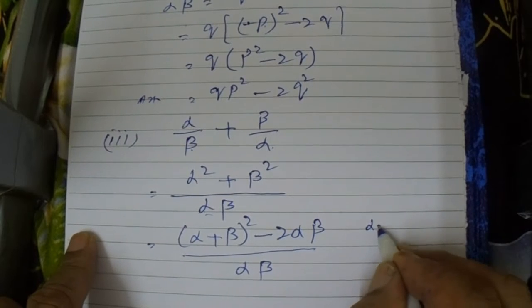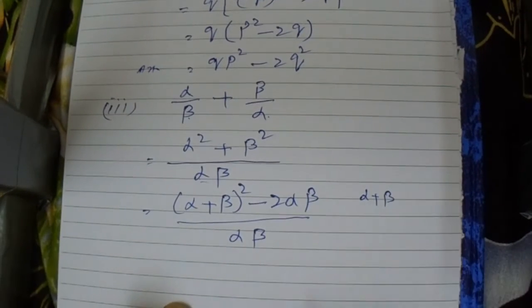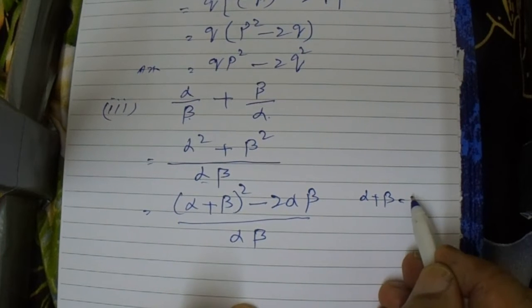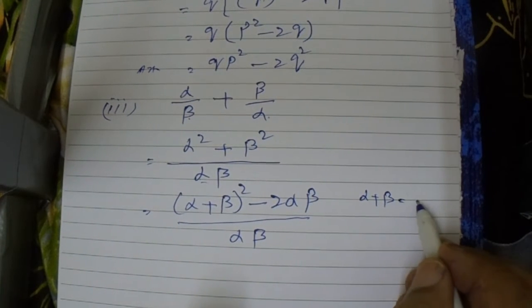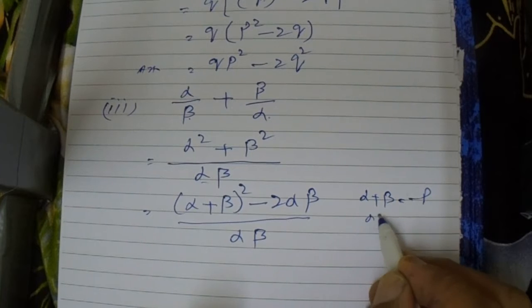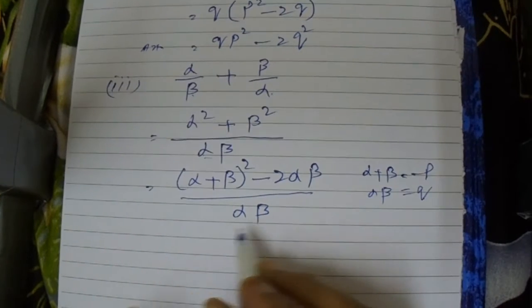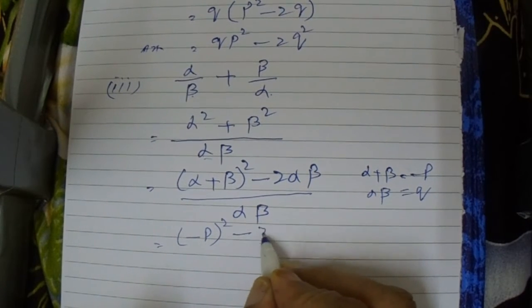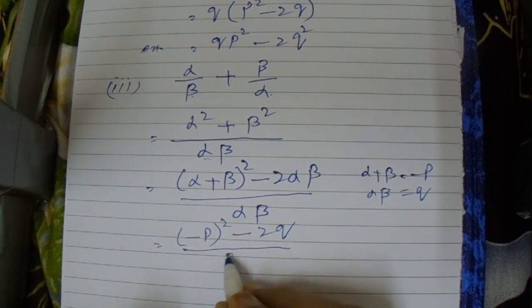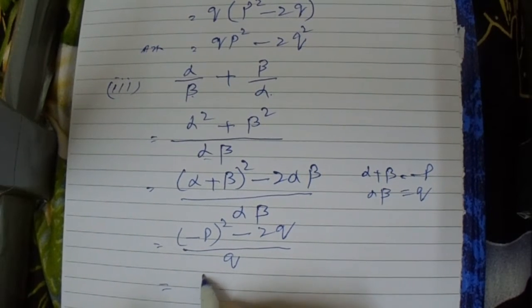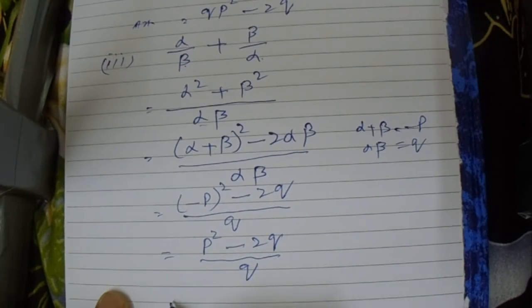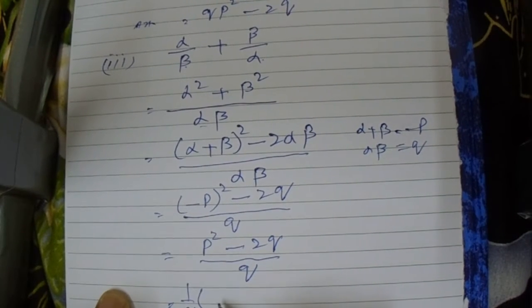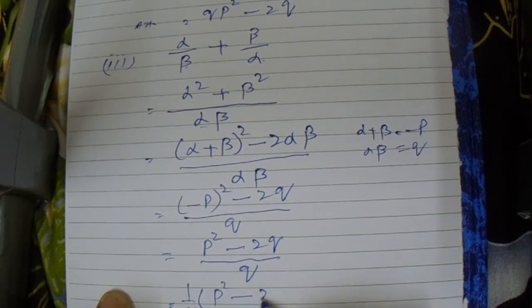Now put the values here. We know that alpha plus beta is equal to minus p, and alpha into beta is q. We put the values here: minus p whole square minus 2q, and we divide by q, which is equal to p square minus 2q over q. Now this is the answer of this question.